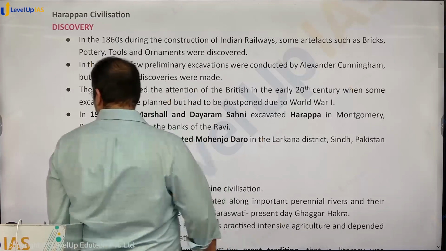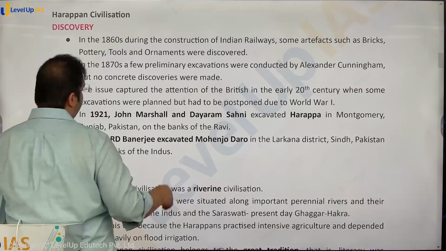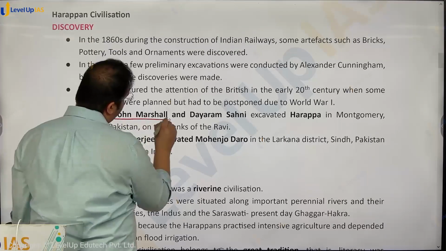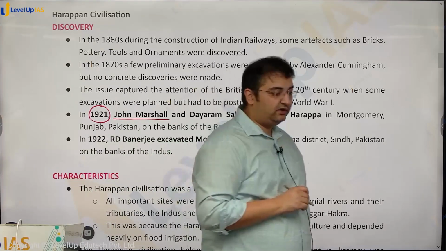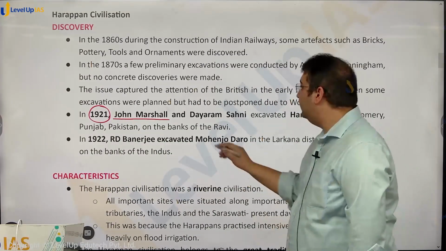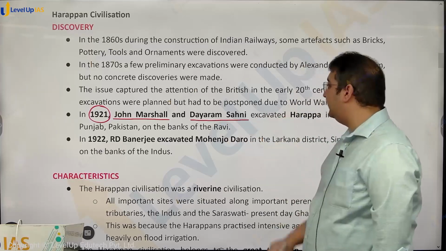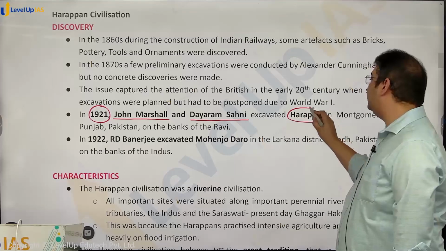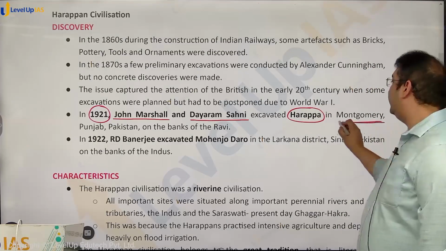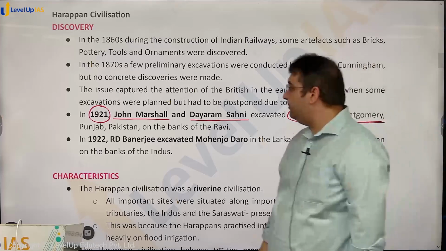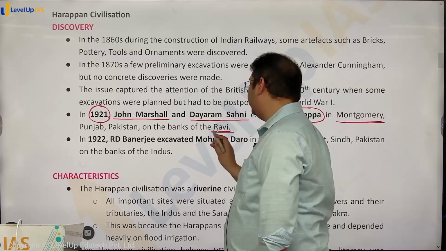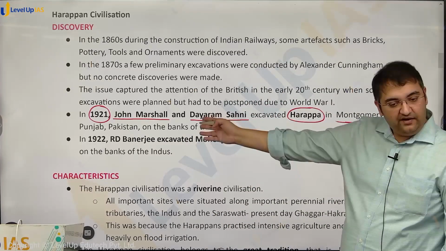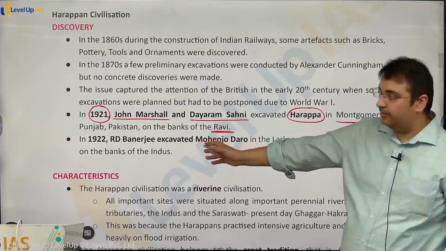सबसे पहला excavation कहाँ पे हुआ? At Harappa. In 1921, two archaeologists, John Marshall, who at the time was the Director General of the Archaeological Survey of India, and a famous Indian archaeologist, Dayaram Sahani, excavated Harappa. Where is it located? In the Montgomery district of Punjab, present day Pakistan, on the banks of the river Ravi. Okay? And thus, this new civilization was named after the first excavated site, the Harappan Civilization.